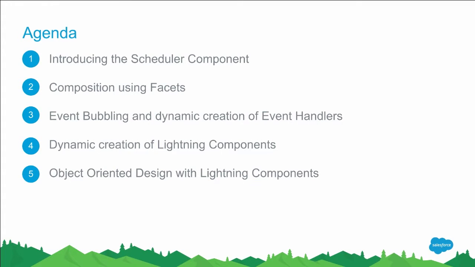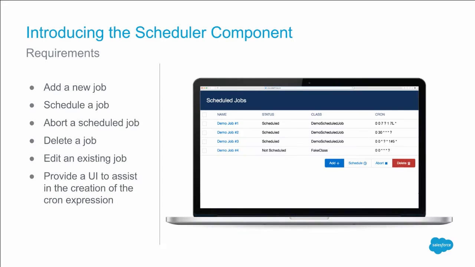The component I'm going to show you is a scheduling component, so it's going to help schedule jobs within a Salesforce org. And the techniques that I'm going to talk about are composition using facets, event bubbling and dynamic creation of event handlers, dynamic creation of Lightning components, and then how we use object-oriented design with Lightning. So with that, I'd like to introduce the scheduling component.